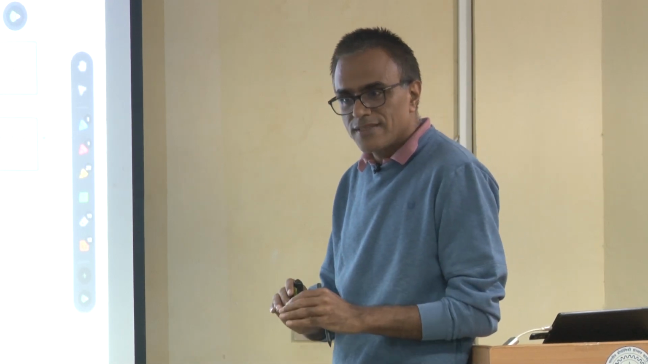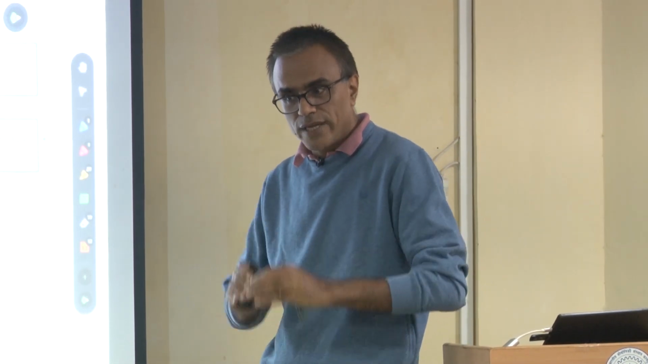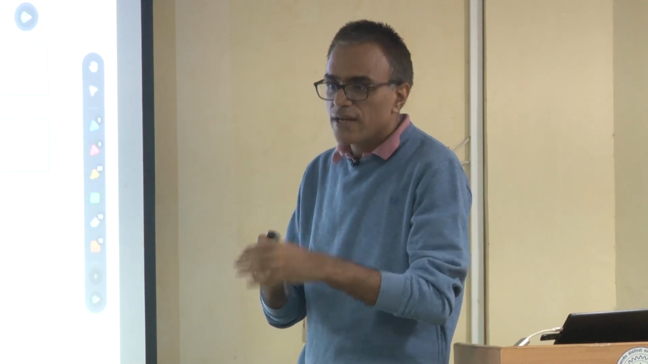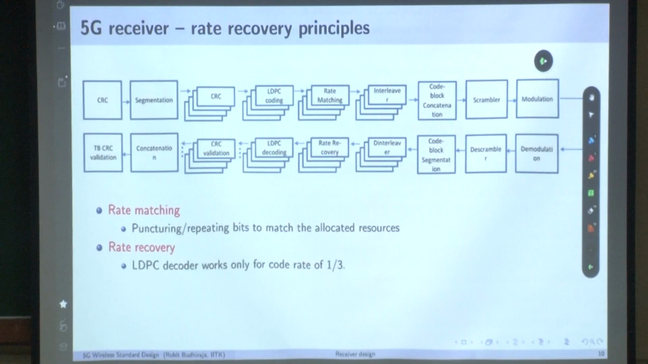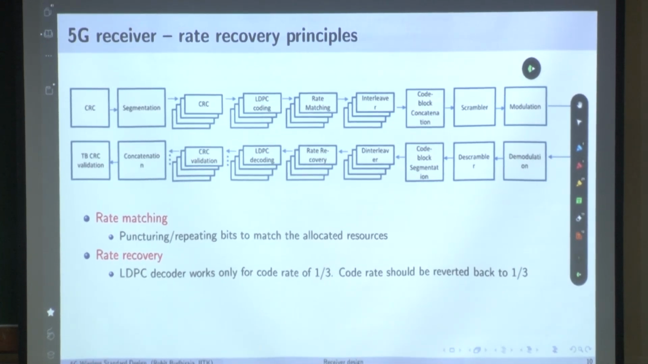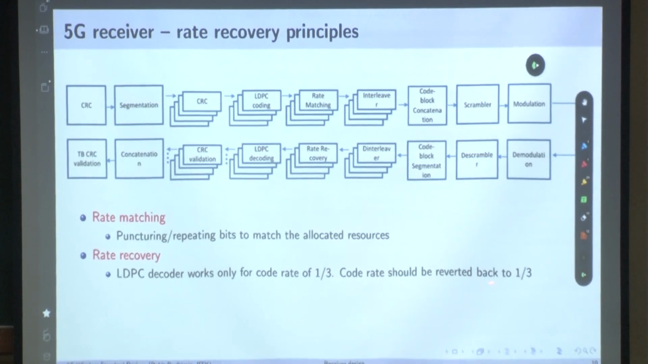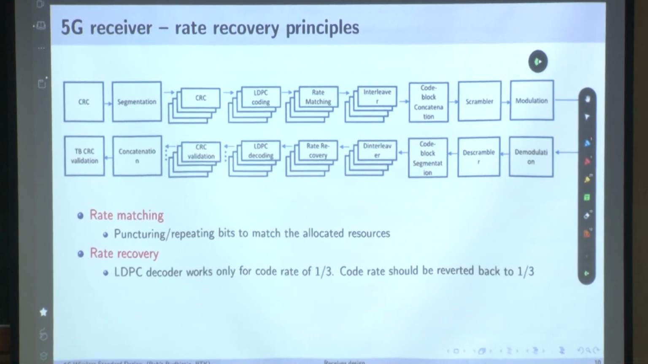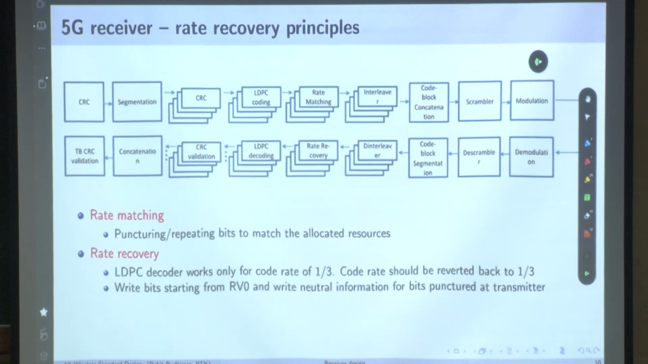What does common sense tell you? You don't have that information about whether it was 0 or 1. What kind of information will you give for the n minus e bits? Some kind of neutral information. I'll come back to it in a second. What is this neutral information? The LDPC decoder works only for a code rate of 1/3. The code rate should be reverted back to 1/3 because it works at 1/3. When I say reverted back to 1/3, it needs n bits so that it can give you k bits. Rate is k by n. How do you generate the rest of the n minus e bits?